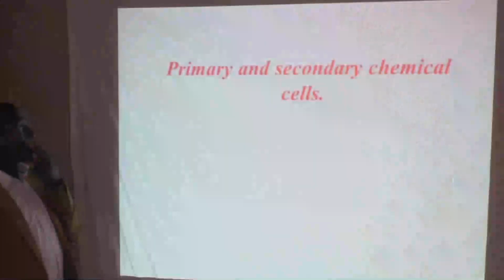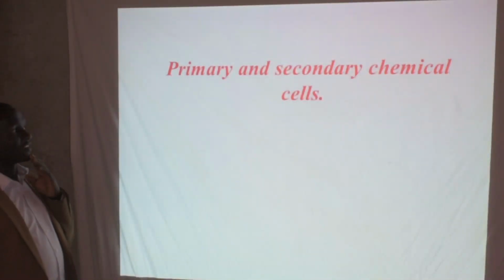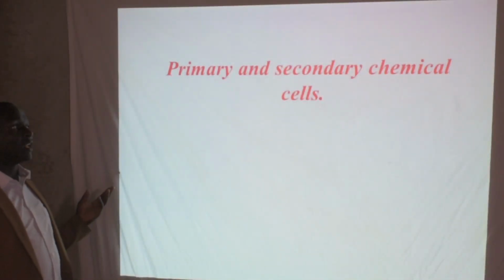In primary and secondary chemical cells, we are going to look at just one example in each. So we are going to look at one example in primary, and one example in secondary chemical cell. Remember, these chemical cells are reactions which produce electricity. Electricity is produced here by chemical means, not like hydroelectric power, whereby electricity is produced by electromagnetic fields. This here purely deals with chemical reaction.